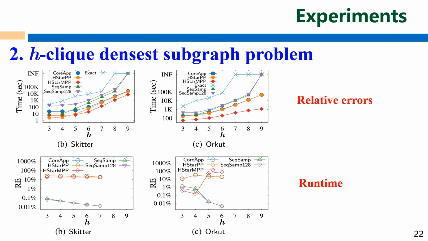We use a relative error as a metric to evaluate the approximation performance of different algorithms. These results indicate that the state-of-the-art algorithm is very accurate on most datasets, but it is intractable on large graphs for large H values. And the colorful H-star core-based algorithms produce high-quality results using much less time.